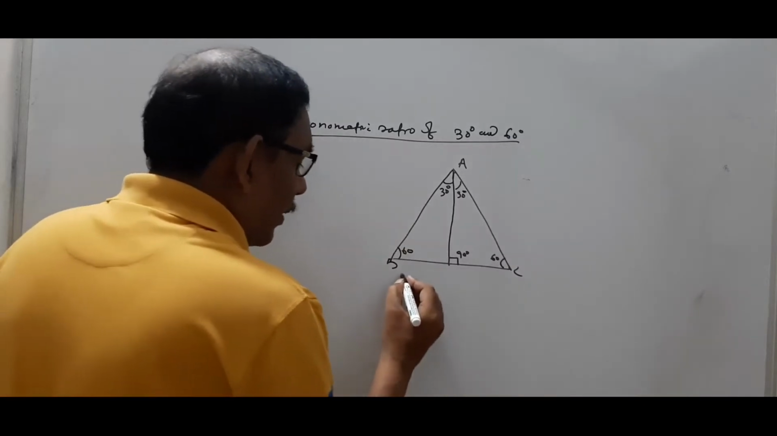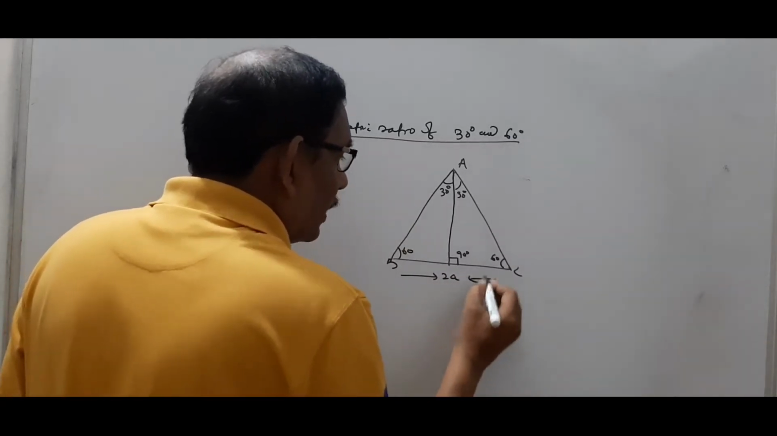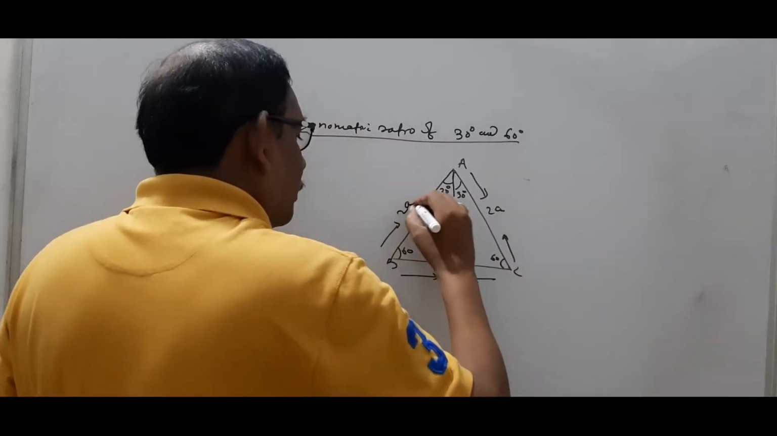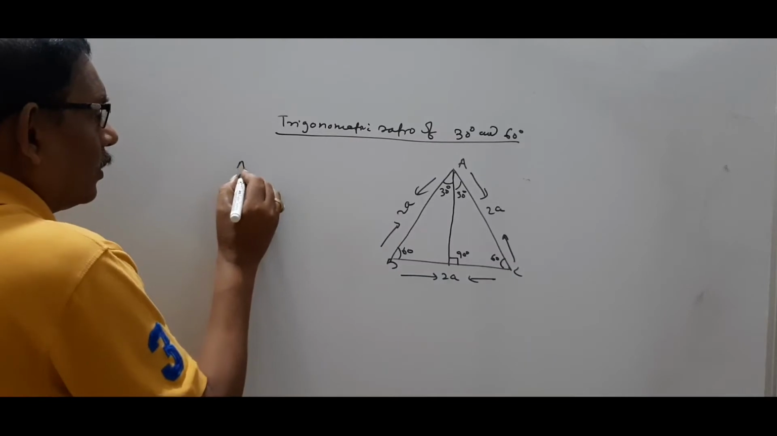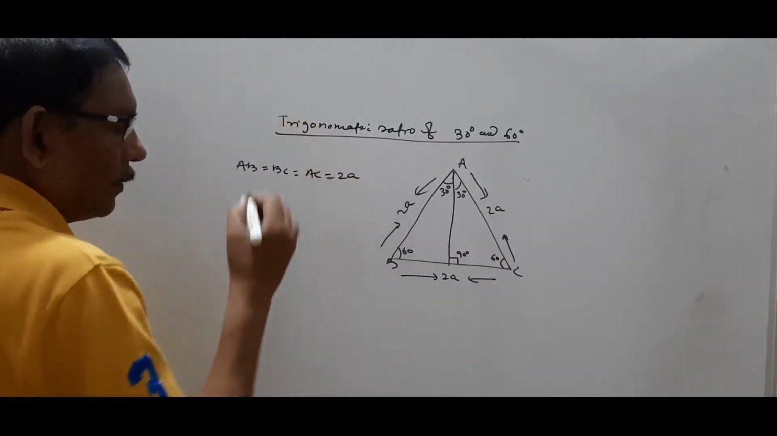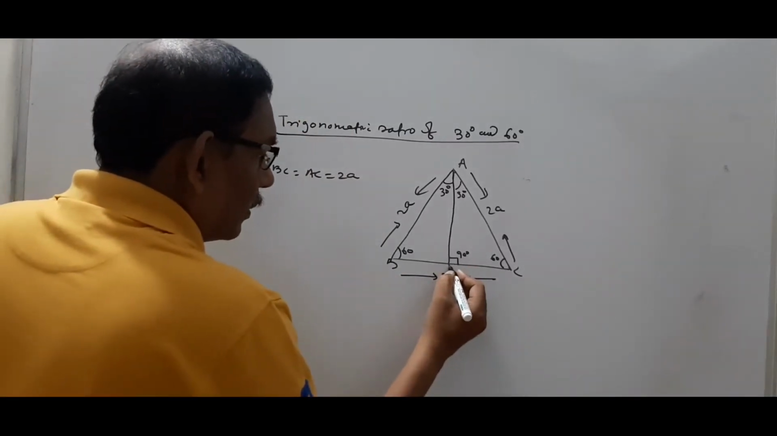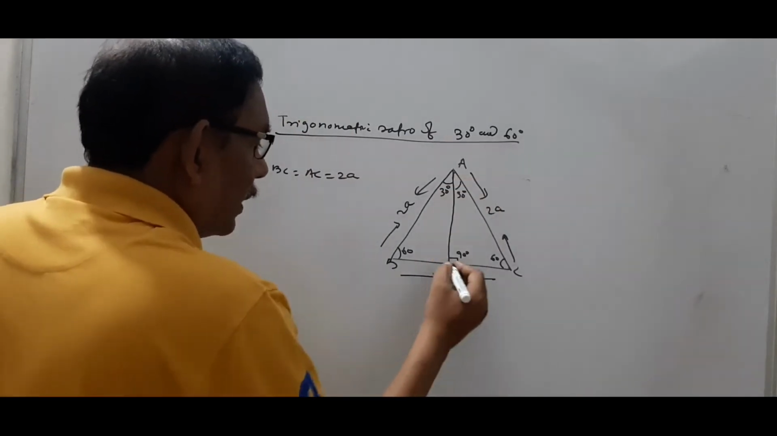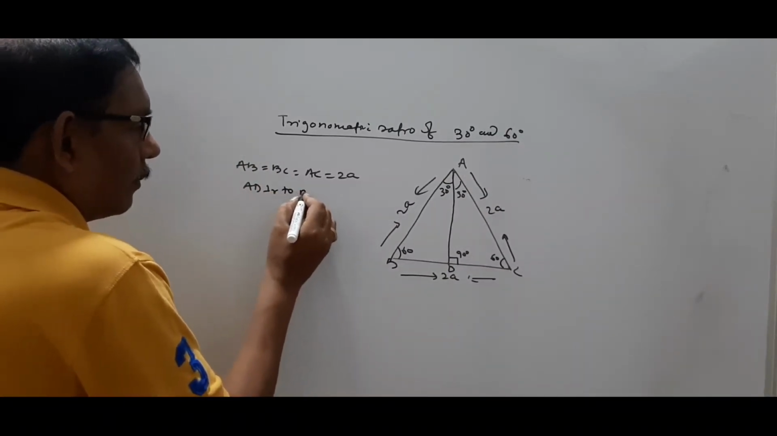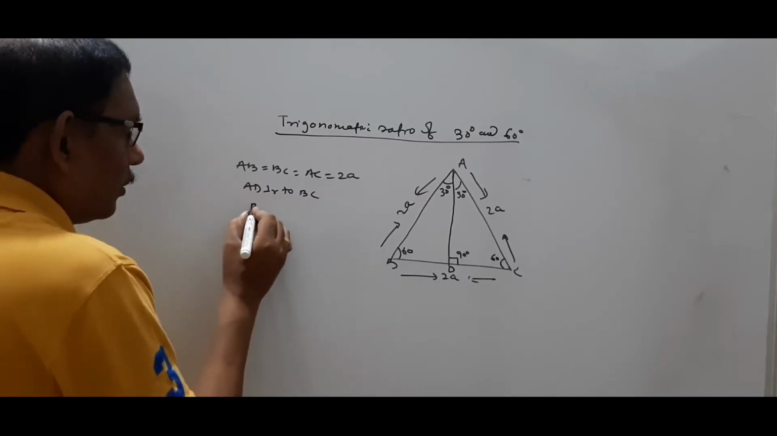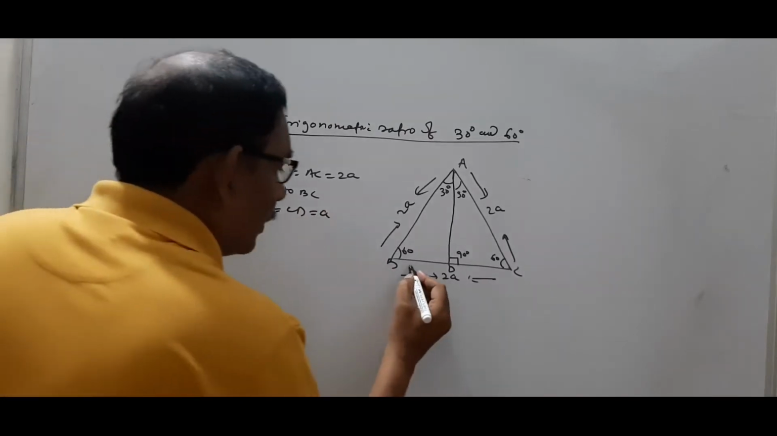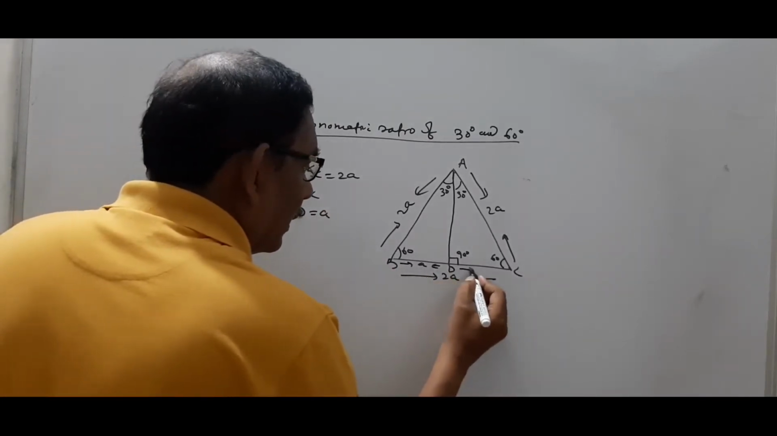Now take all sides equal, that is 2a, 2a, 2a. So AB, BC, AC are 2a. Here the perpendicular is AD, so AD is perpendicular to BC. So BD equals CD, that is a.